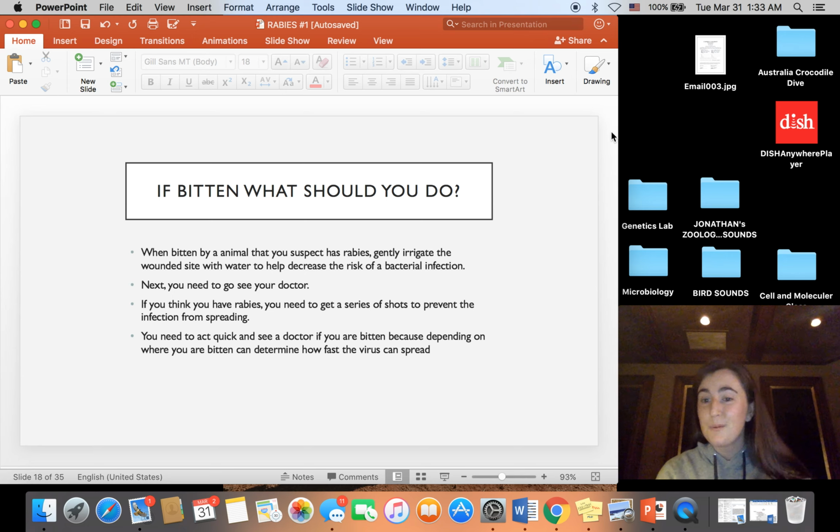So don't wait after you get bit to go see a doctor, because when you got bit determines how fast these symptoms can occur. If you get bit closer to the brain, then you probably only have a day or two before you start showing symptoms, rather than if you got bit in the leg. It's going to take a little longer than a day or two before you start showing symptoms. So you need to go sooner rather than later to see a doctor to get treatment so you can get cured.